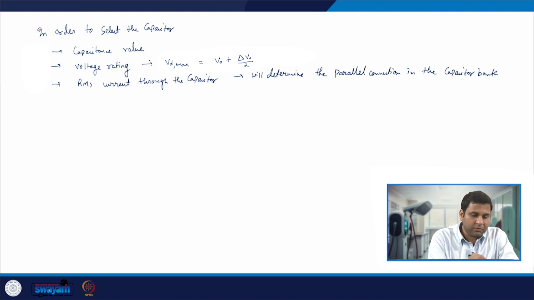However, we have known this capacitance value. So, this voltage rating is also defined. Now, we have to calculate the RMS current. Since we have come up with this capacitance value, we will see how to further select the proper capacitor, because we also have to define the RMS current which is going through it. That we will see in the next lecture.